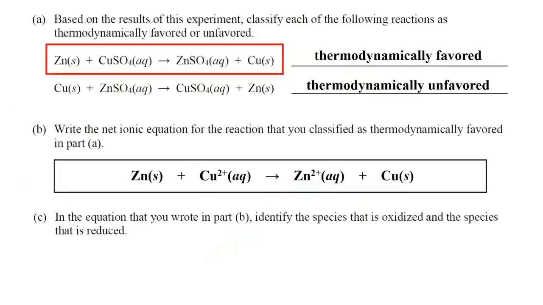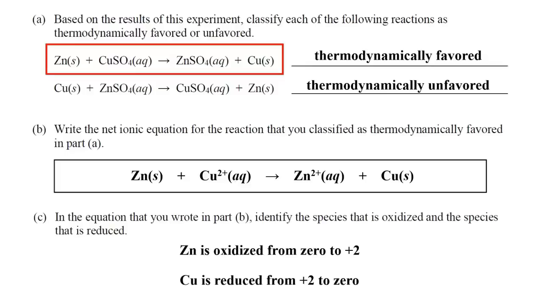Now let's go back and take a look at part C of this question. Zinc is changing from 0 to +2 in terms of its oxidation number. So zinc is oxidized from 0 to +2, and then copper is changing from +2 to 0. So copper is being reduced from +2 to 0. So this chemical reaction, which is classified as thermodynamically favored, in which electrons are transferred from zinc to copper, can be used to set up what is known as a galvanic cell.